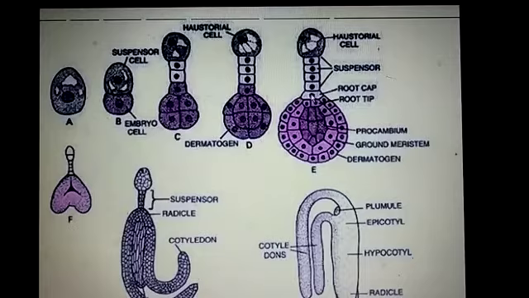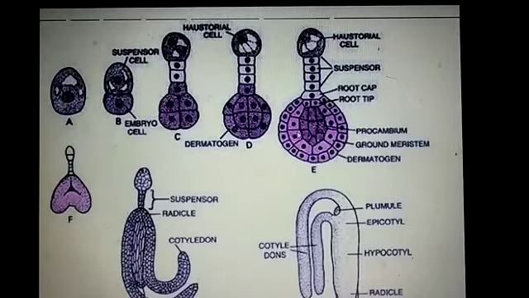The cell which joins the suspensor cell and the proembryo is the hypophysis cell. These cells actually form the root cells and root cap. The cell attached to the proembryo, after several divisions, forms the root cap and root tip. And this outer layer forms the cotyledons. And here are the procambium, plumule and ground meristem.